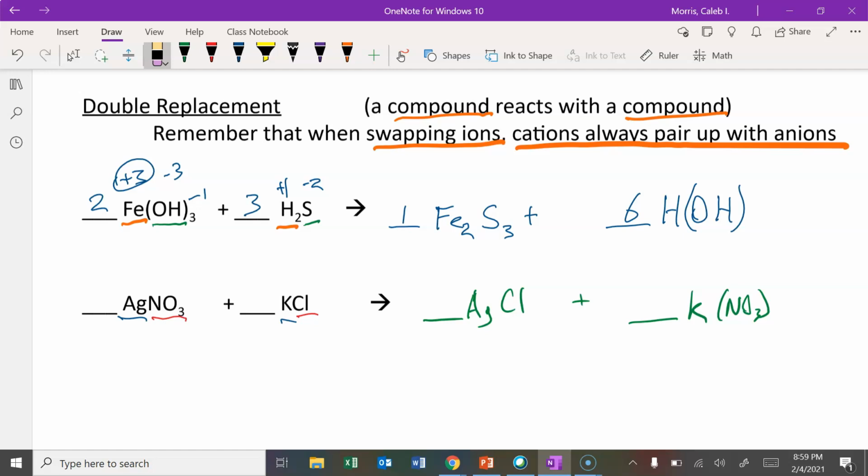I see that I have one Ag, one Ag. I have one NO3, I have one NO3. If I think of that as a unit, I could group it like that if I wanted to. I see one K and one Cl. Everything's already balanced. All right, try your hand at the practice. Let us know if you have any questions.